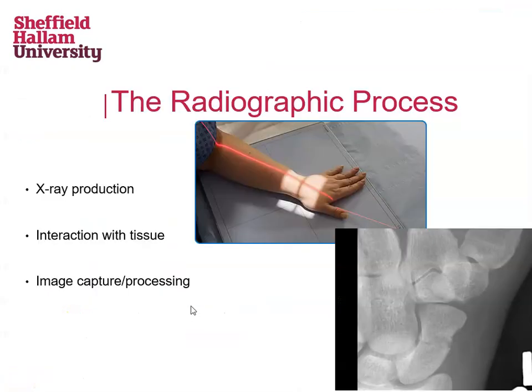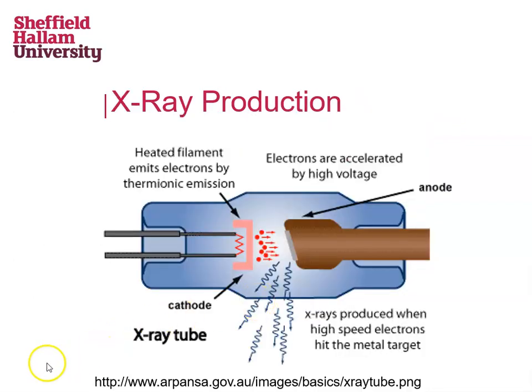So what we're going to cover now is the principles of how radiographic images are produced and how the X-rays interact with tissue to create these images, which are often obviously very bright white for bone, greyish for soft tissues, and the background tends to be very black.